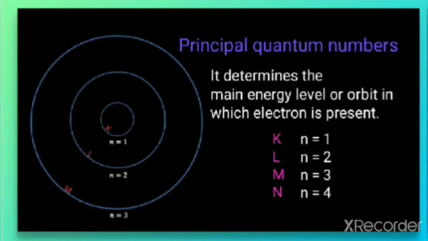The first one is the principal quantum number. What is this principal quantum number? As described in the Bohr model, it determines the main energy level, or we can call it the orbit, in which the electron is present. As the orbits are represented by the letters K, L, M, N, the principal quantum numbers are represented by small n, which is equal to 1 for K, 2 for L, 3 for M and 4 for N. So, the principal quantum number is nothing but the number specifying the orbits, shells or energy levels. Thus the principal quantum number determines the main energy level or orbit in which the electron is present.